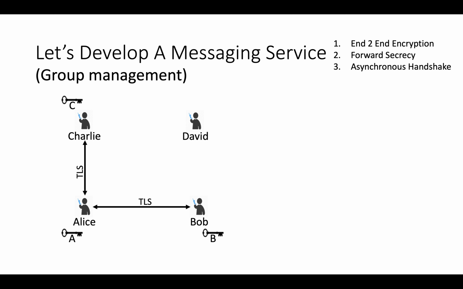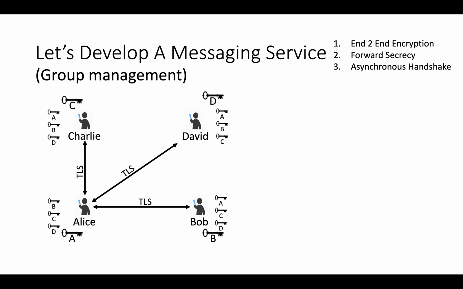Now, David wants to join the group. So, David comes up with his own sender key called D and exchanges his key with everyone. Now, David has the keys of Alice, Bob and Charlie. In the same way, Charlie has the keys of Alice, Bob and David, which means everyone has the key of every other participant of the group. After some time, everyone has decided to remove Charlie from the group.